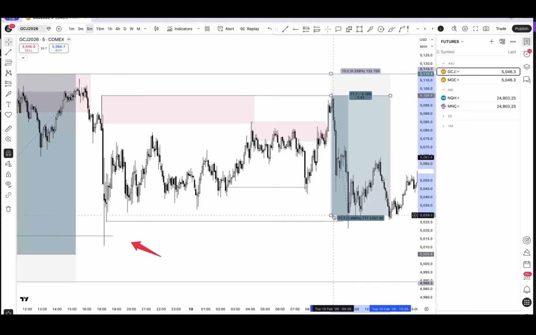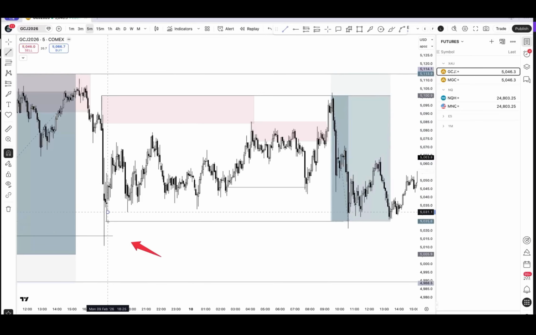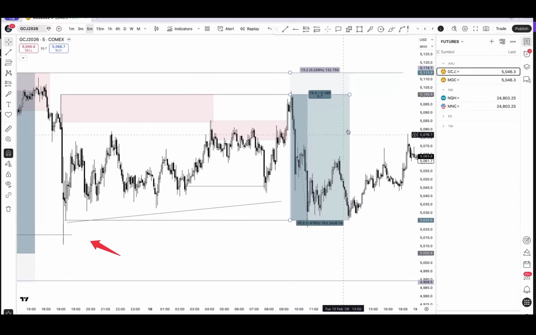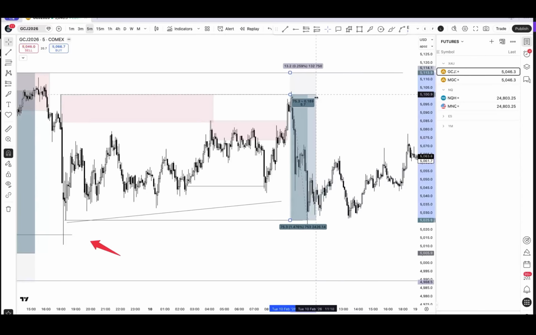So you would only aim for this target, the inducement low. Why? Look at all this buildup of price action here. That would possibly be the only target for that counter bias trade.